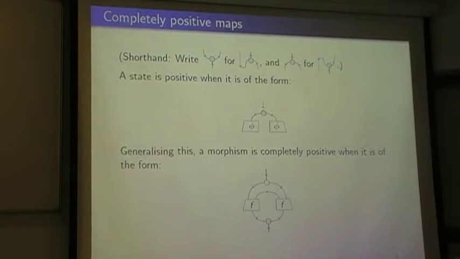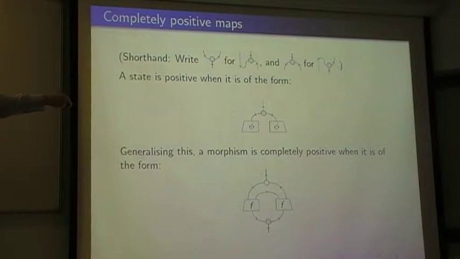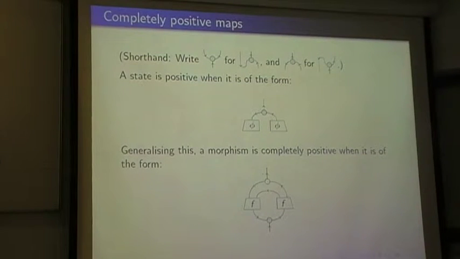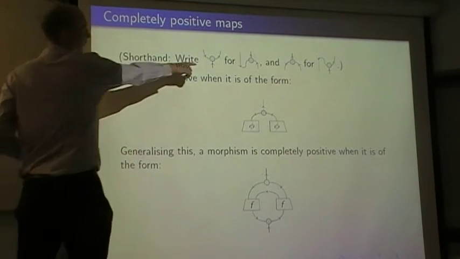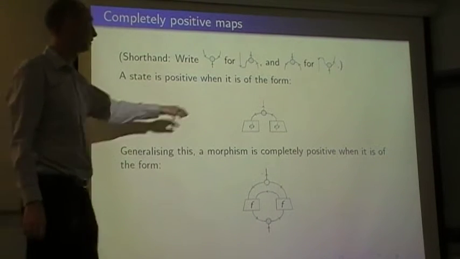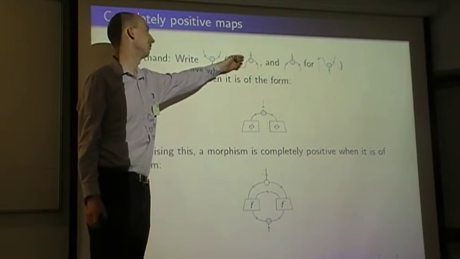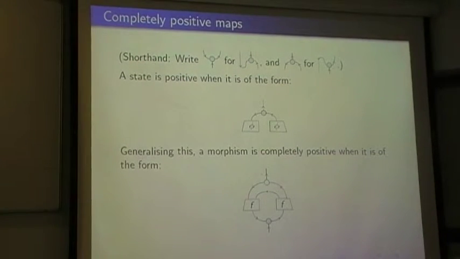So a state is positive when it's of this form, something multiplied by its conjugate. Because we've got the arrows on the lines, we don't need to keep track of inputs and outputs. So when we've got something of this form, we'll happily draw it like this. We'll bend one of the wires around to make it easier to draw. So the positive states are the ones of that form. And you can prove in a similar way to Trojan-Pawlowski that the completely positive morphisms are things of this form.